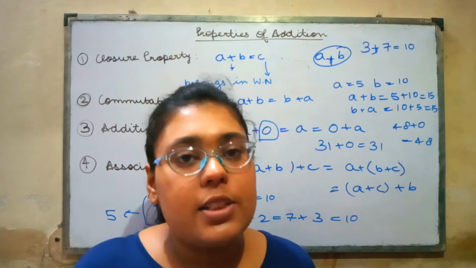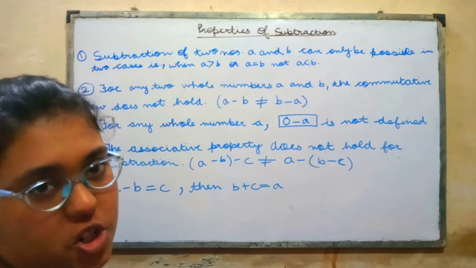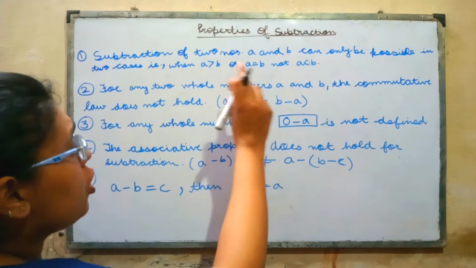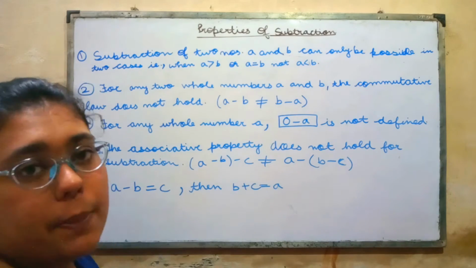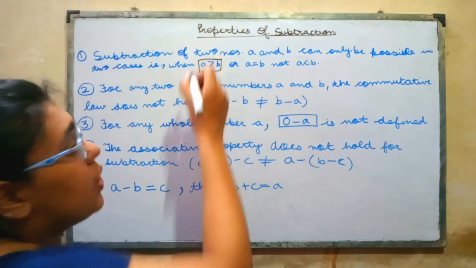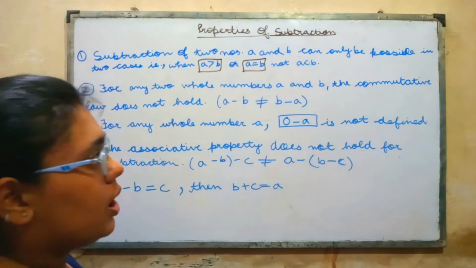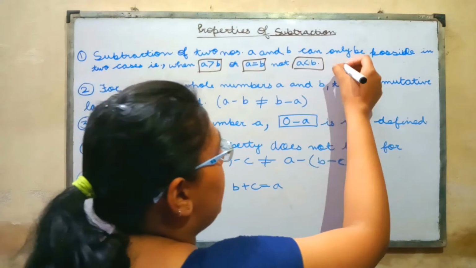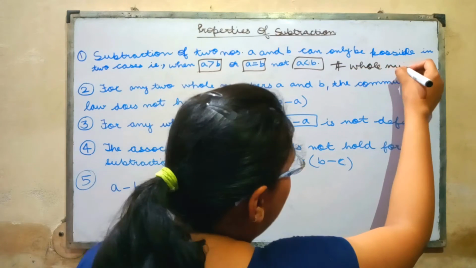अब नाउ वी विल डिस्कस द प्रॉपर्टीज ऑफ सब्ट्रैक्शन. Coming to the properties of subtraction, the first property states that subtraction of two numbers a and b can only be possible in two cases. That is, when a is greater than b or a is equal to b, but not in the case when a is less than b. And this property is again for whole numbers.